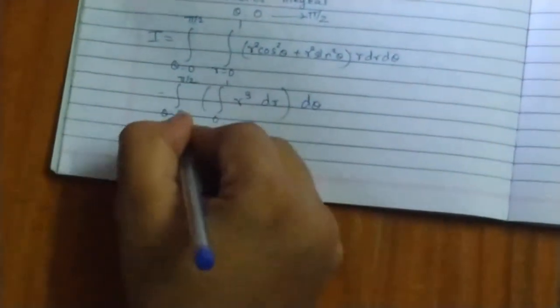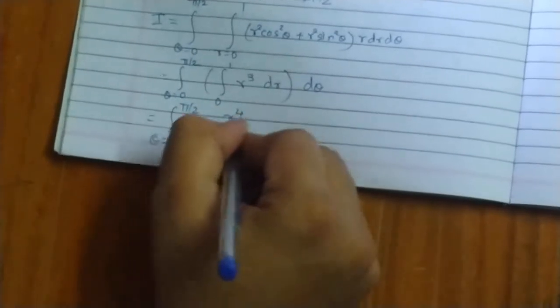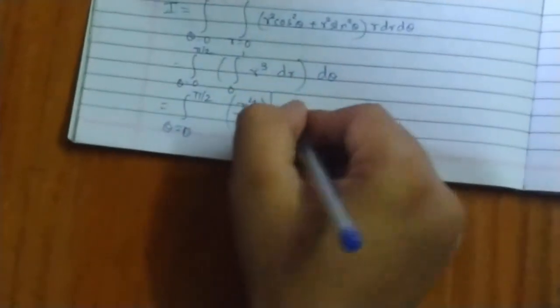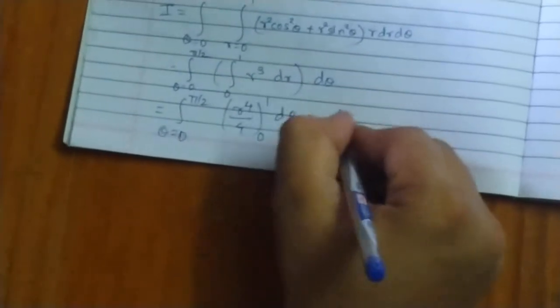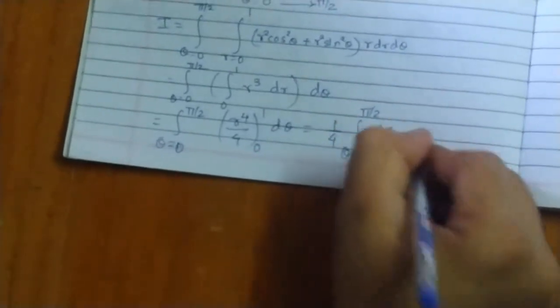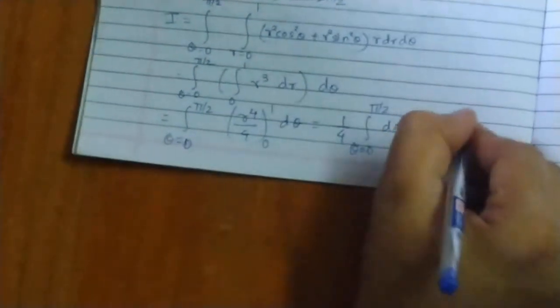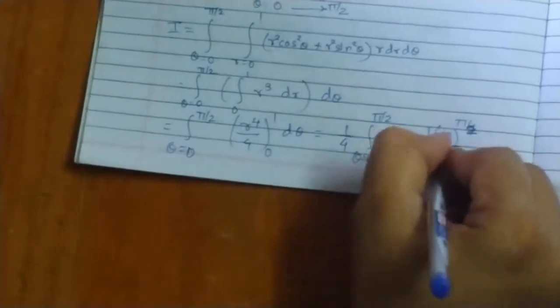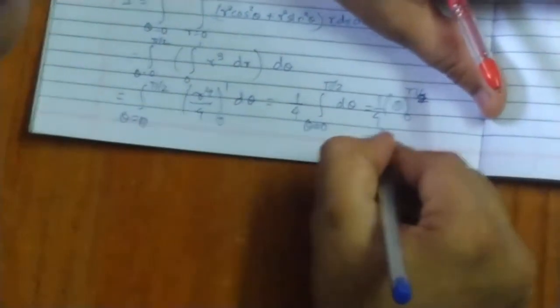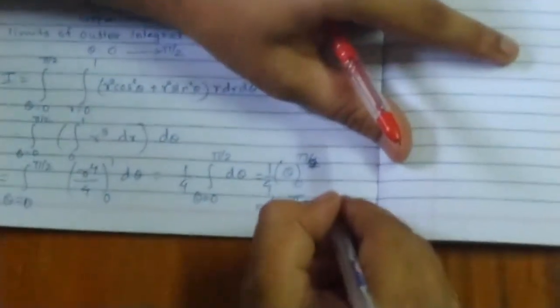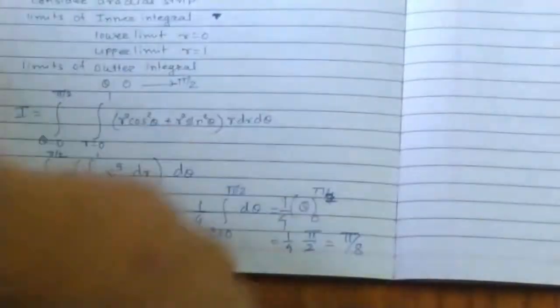In the case of polar coordinates, the inner integral is always evaluated for r, the outer integral always for theta. Hence, theta is equal to 0 to pi by 2. What is the integration of r cubed? r raised to 4 upon 4, limits from 0 to 1, d theta. So what am I getting there? 1 by 4, which is a constant, integration theta equal to 0 to pi by 2 d theta. What is its integration? Theta, limits from 0 to pi by 2. 1 by 4 is outside. So I am getting 1 by 4 into pi by 2, the lower limit being 0. So hence the answer is pi by 8.